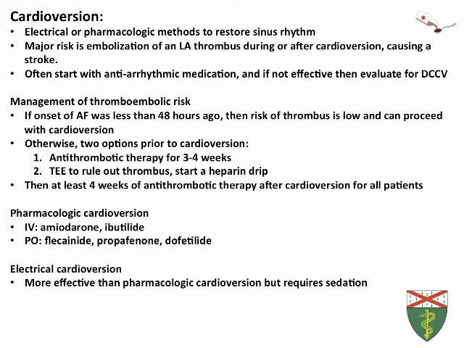Options for pharmacologic cardioversion include IV and oral meds, such as amiodarone and ibutilide. PO meds include flecainide, propafenone, and dofetilide. The first doses of these are generally given as an inpatient, so that the patient can be monitored on telemetry for any arrhythmias. Electrical cardioversion, or direct current cardioversion, DCCV, is usually more effective than pharmacologic cardioversion, but has the added risk of requiring sedation.